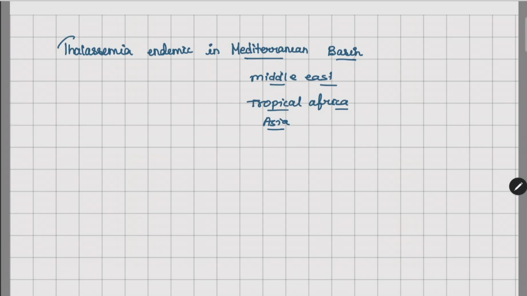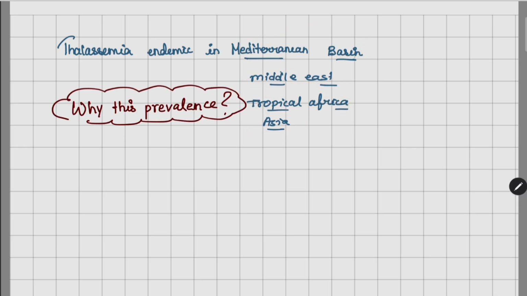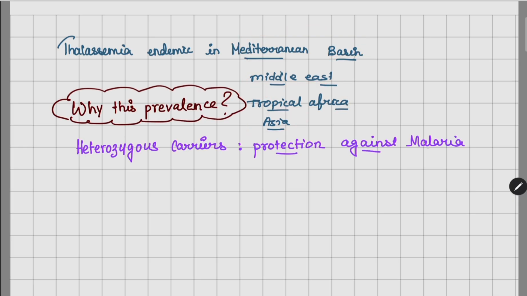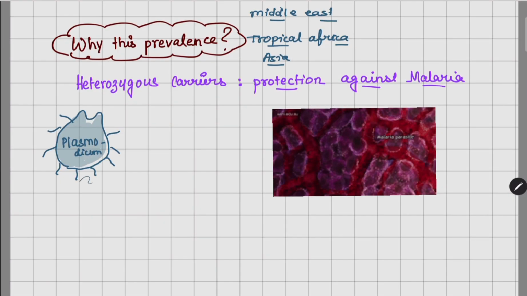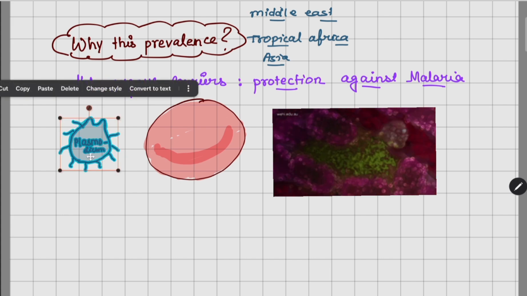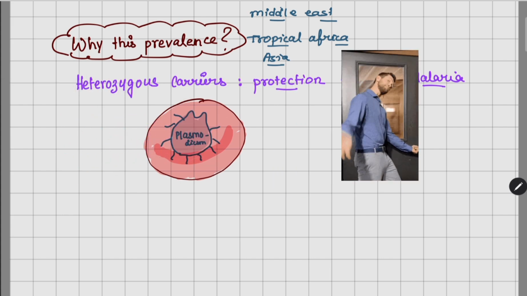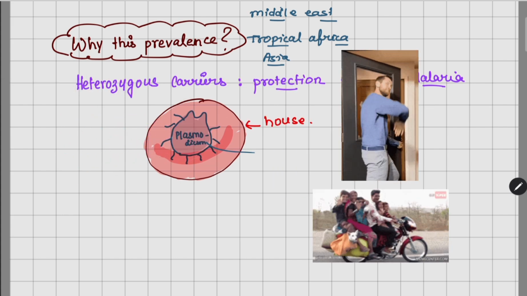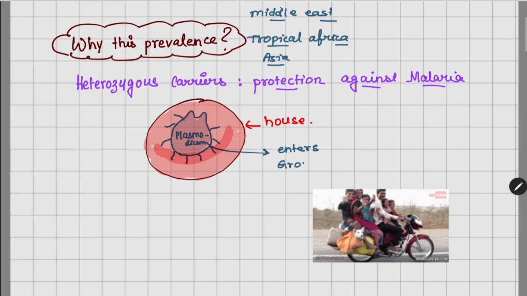Thalassemia is quite prevalent in areas like Mediterranean Basin, Middle East, tropical Africa and Asia. But why this prevalence? Because heterozygous carriers have a special protective ability against malaria. We know that malaria is caused by a parasite called Plasmodium. This Plasmodium treats the red blood cell as its house. It enters, it grows and it multiplies inside the RBC.